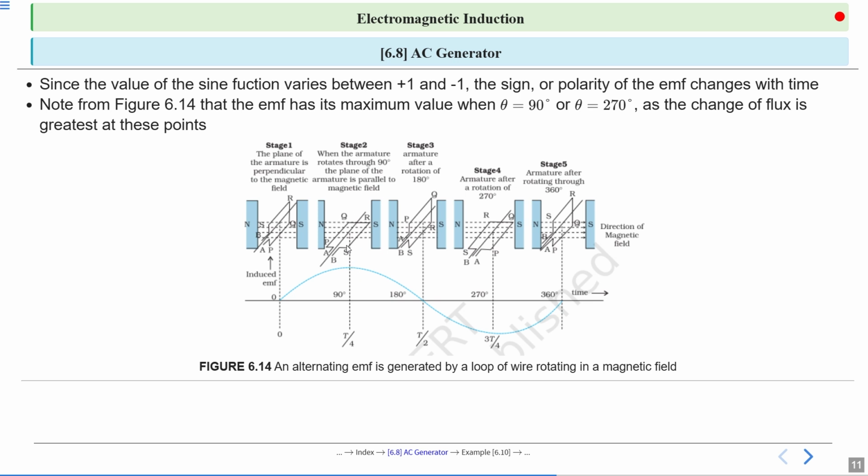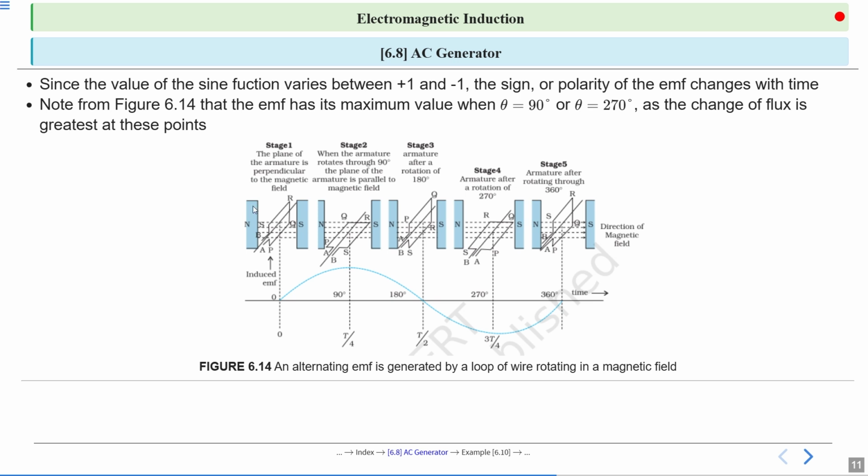Now the coil has rotated through another 90 degrees. In the initial condition PQ was in the downward direction; now PQ is in the upward direction, so it has rotated through 180 degrees. Now the area vector is in the direction opposite to the magnetic field. The magnetic field is from north to south, and the area vector is from south to north. The angle between the area vector and the magnetic field is 180 degrees. Sine 180 degrees is again 0, so epsilon is again 0.